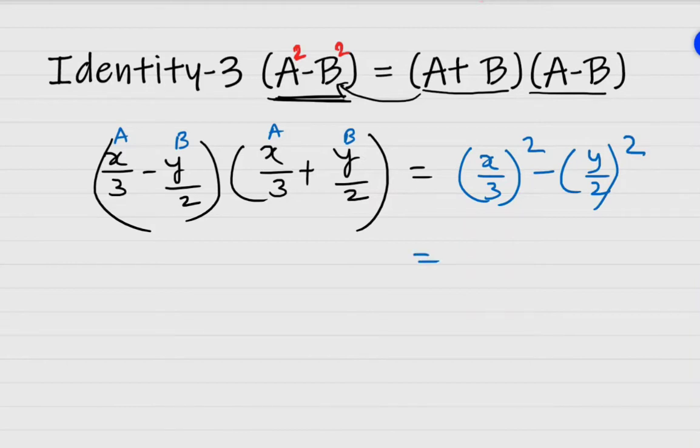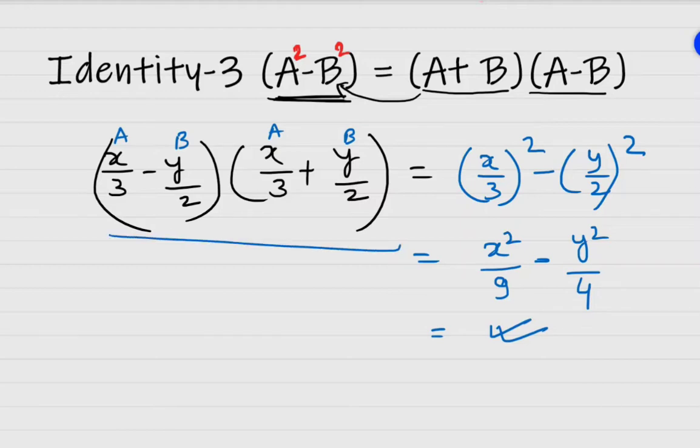So (x/3) whole square minus (y/2) whole square. See, (x/3) whole square will give you x square by 9, minus (y/2) whole square, which means y square by 4. So this way you can solve it. This is your answer, x square by 9 minus y square by 4.